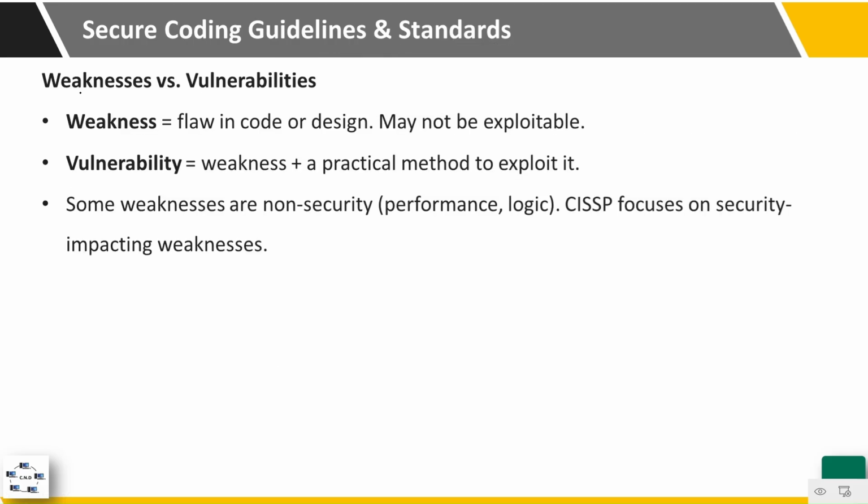So, what's the difference between weaknesses and vulnerabilities? A weakness is any flaw in code or design, but it may not be exploitable. On the other hand, a vulnerability is also a weakness, but there is a practical method to exploit it. So we can say that any weakness that can be exploited is a vulnerability. All vulnerabilities are also weaknesses, but not every weakness is a vulnerability. Some weaknesses are non-security, for example performance and logic weaknesses, and CISSP mainly focuses on security-impacting weaknesses.